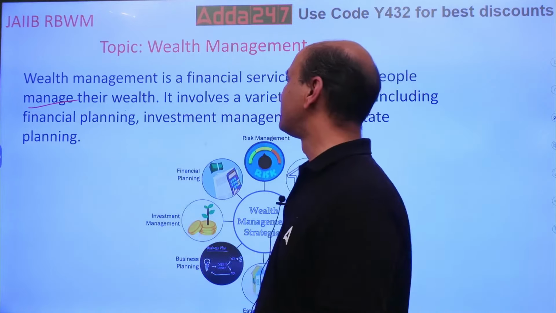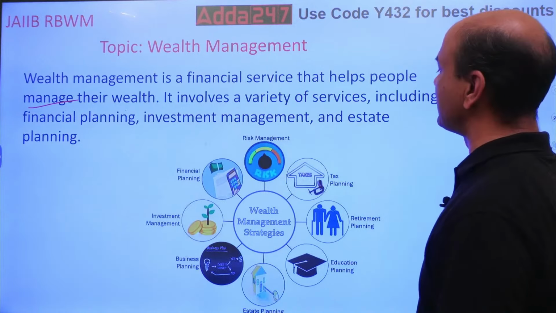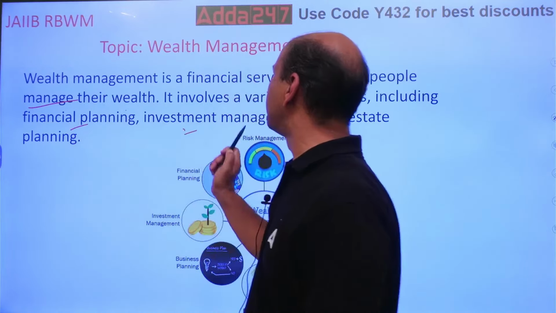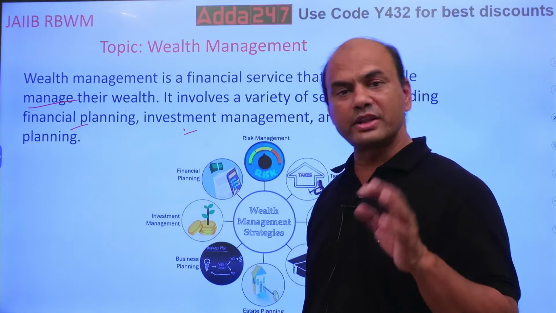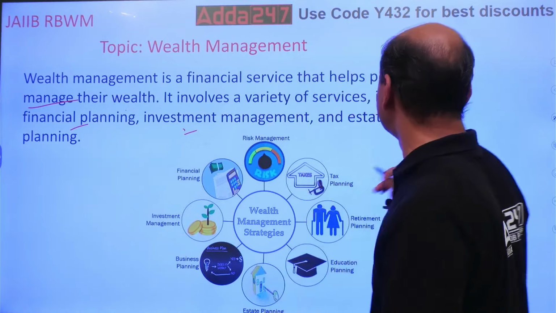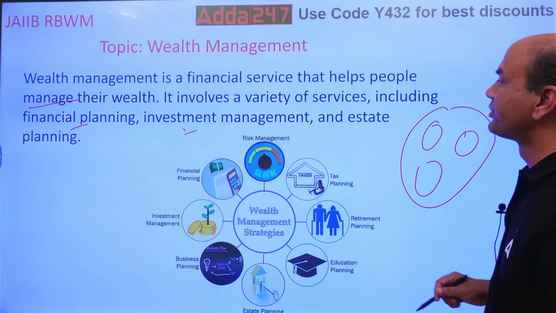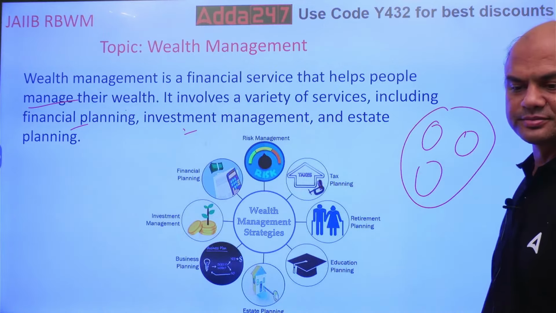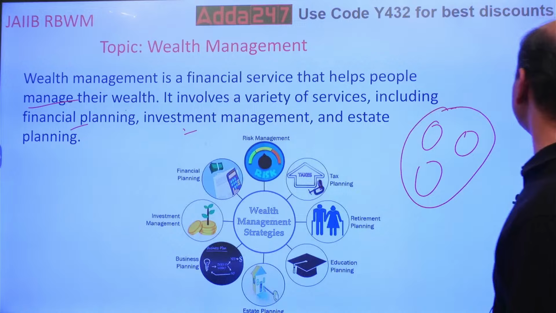So manage the wealth. It involves a variety of services including financial planning, investment management and estate planning. See this, financial planning, investment management. What did I say? Investment is a part of your wealth management. Wealth management is a bigger topic. This is wealth, and these are all smaller guys. Financial planning, investment management, estate planning, all these are smaller. Within that, this is the big daddy. What does wealth management include?